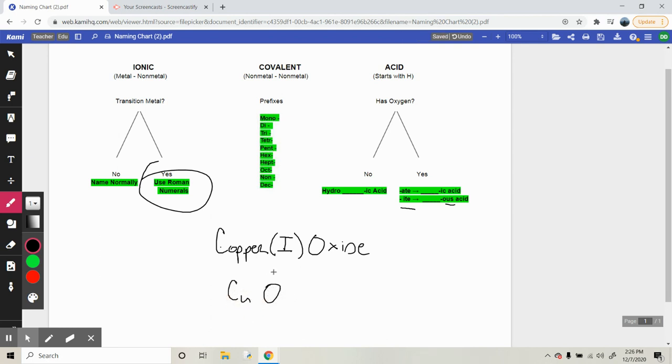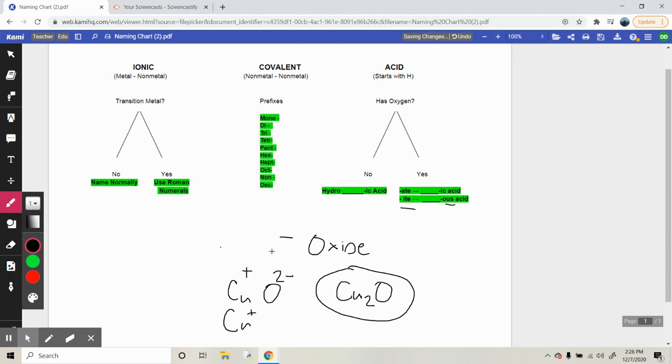We know oxygen has a fixed charge of 2 minus, but the charge on copper is given by the Roman numeral. Remember, we got to equal these out, so we better have one more copper, making it Cu2O. That is copper 1 oxide. Let's do one more, and I'll send you on your merry way.